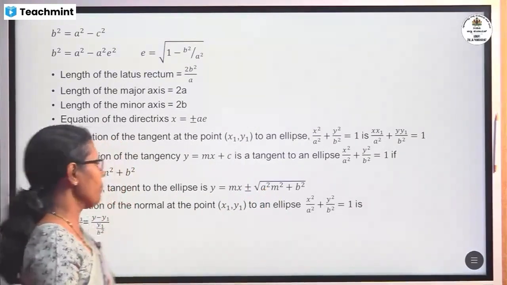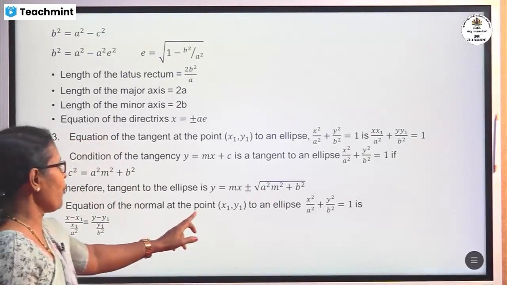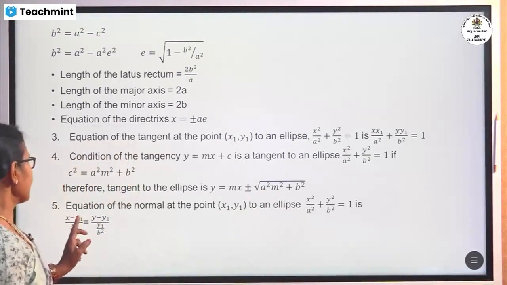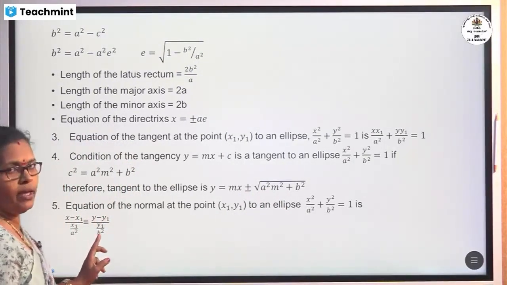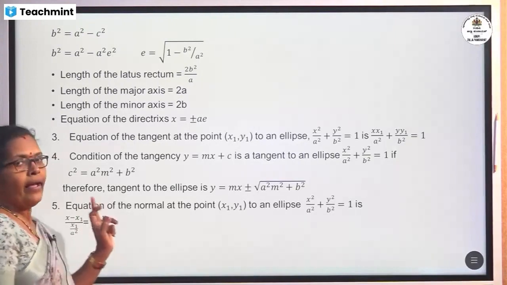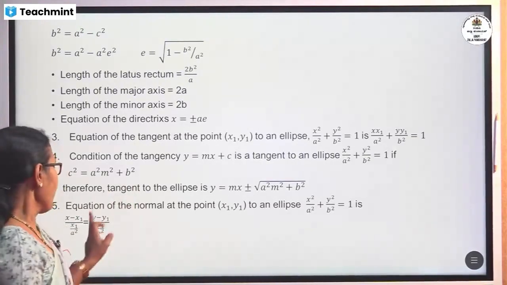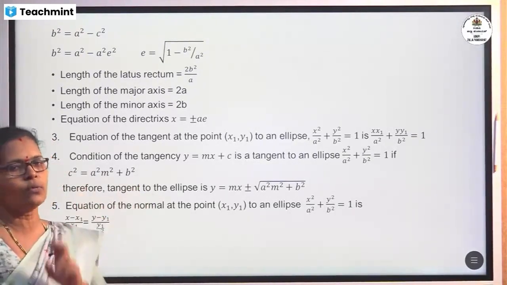Equation of the normal at the point x1 y1 to an ellipse is x minus x1 by a square, y minus y1 by b square, or x1 divided by a square minus y plus y1 divided by b square is equal to 1.